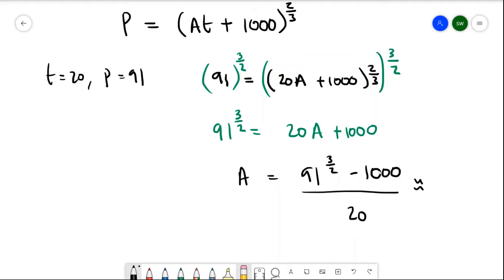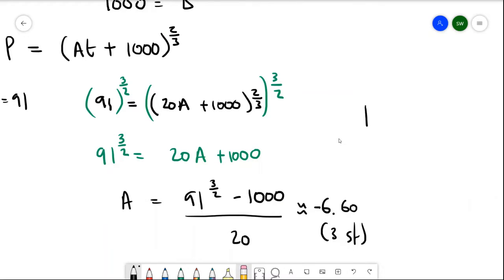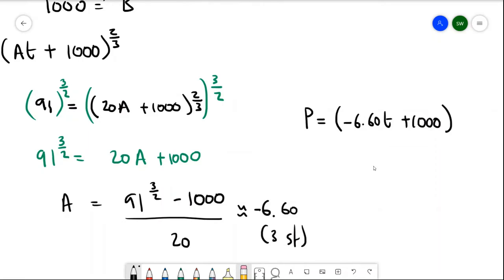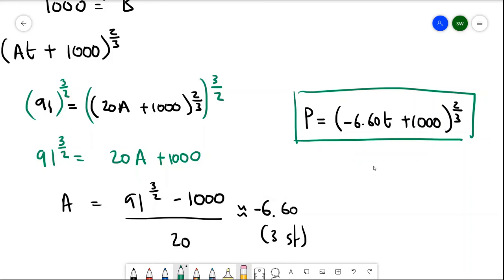So a is approximately equal to minus 6.60 to 3 significant figures. That tells us that P can be written as (minus 6.60t plus 1000) to the power of 2/3. So we've achieved what they wanted us to do, and we found an equation for P in terms of t.